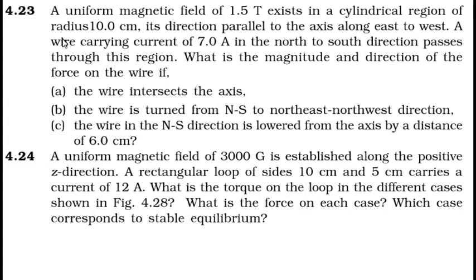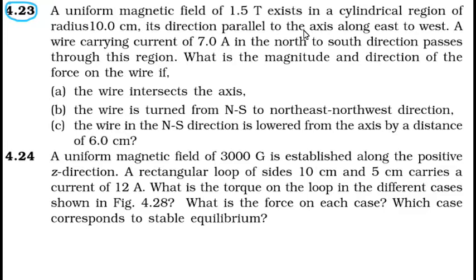Now let us see problem number 4.23. A uniform magnetic field of 1.5 T exists in a cylindrical region of radius 10 cm. Its direction is parallel to the axis, along east to west.